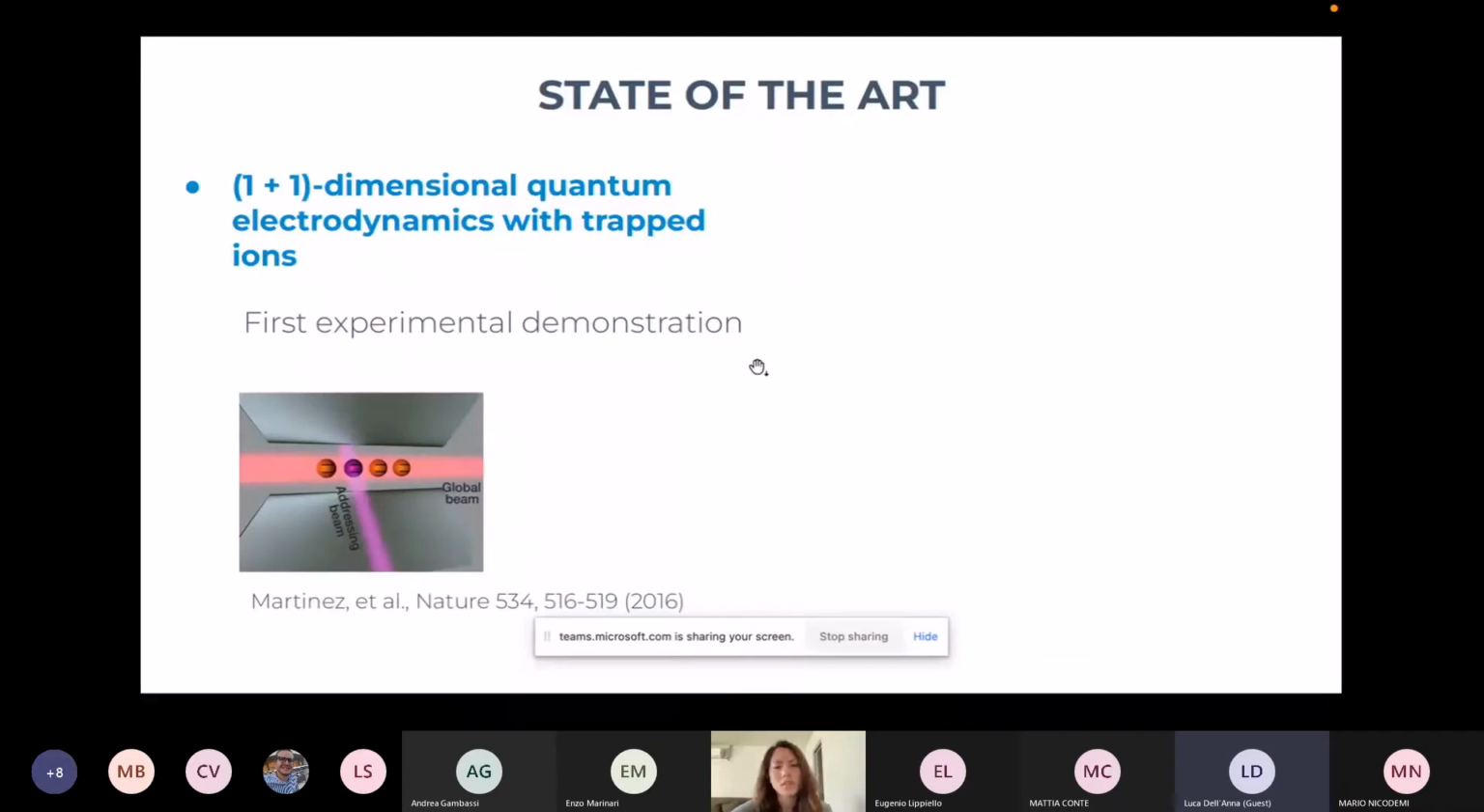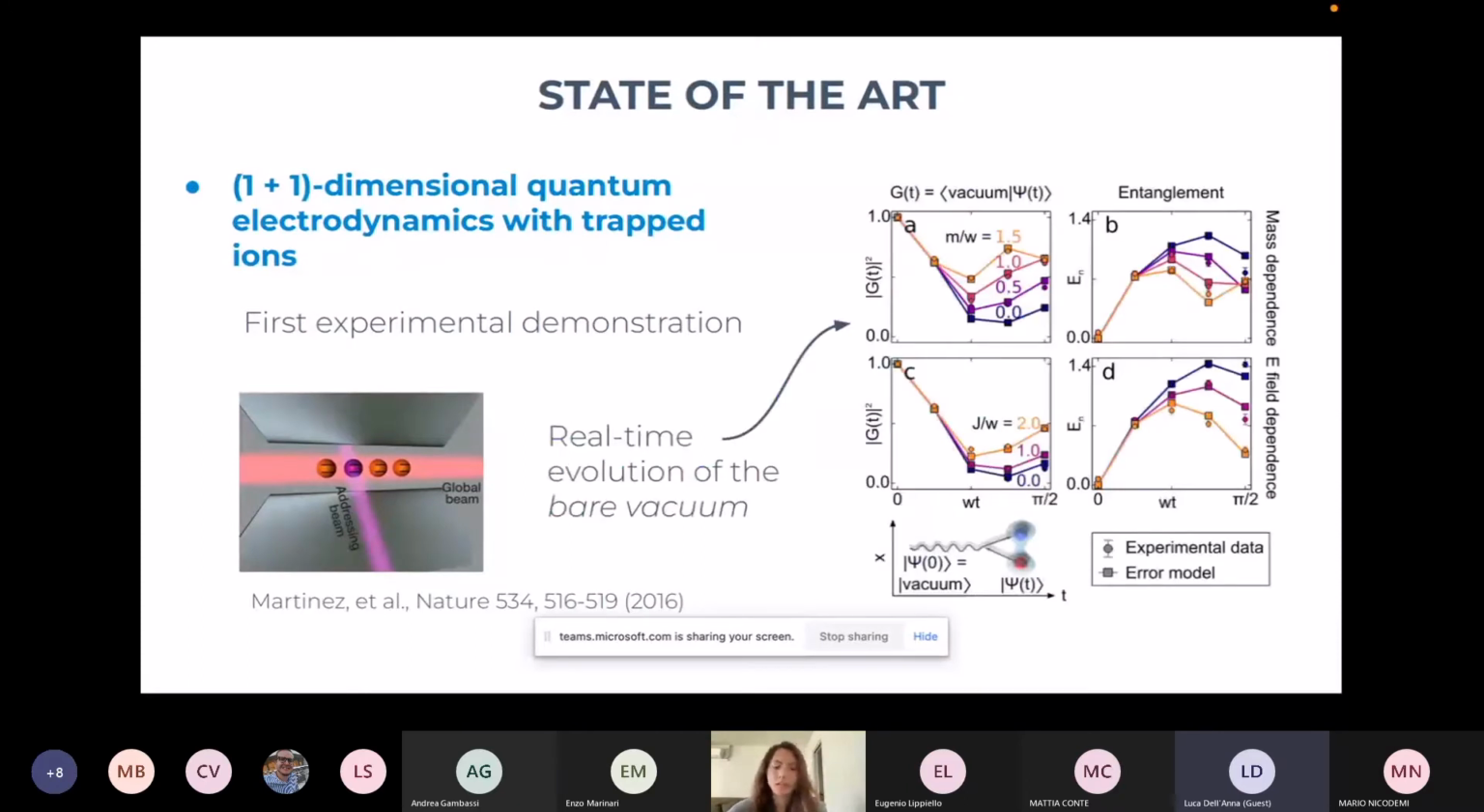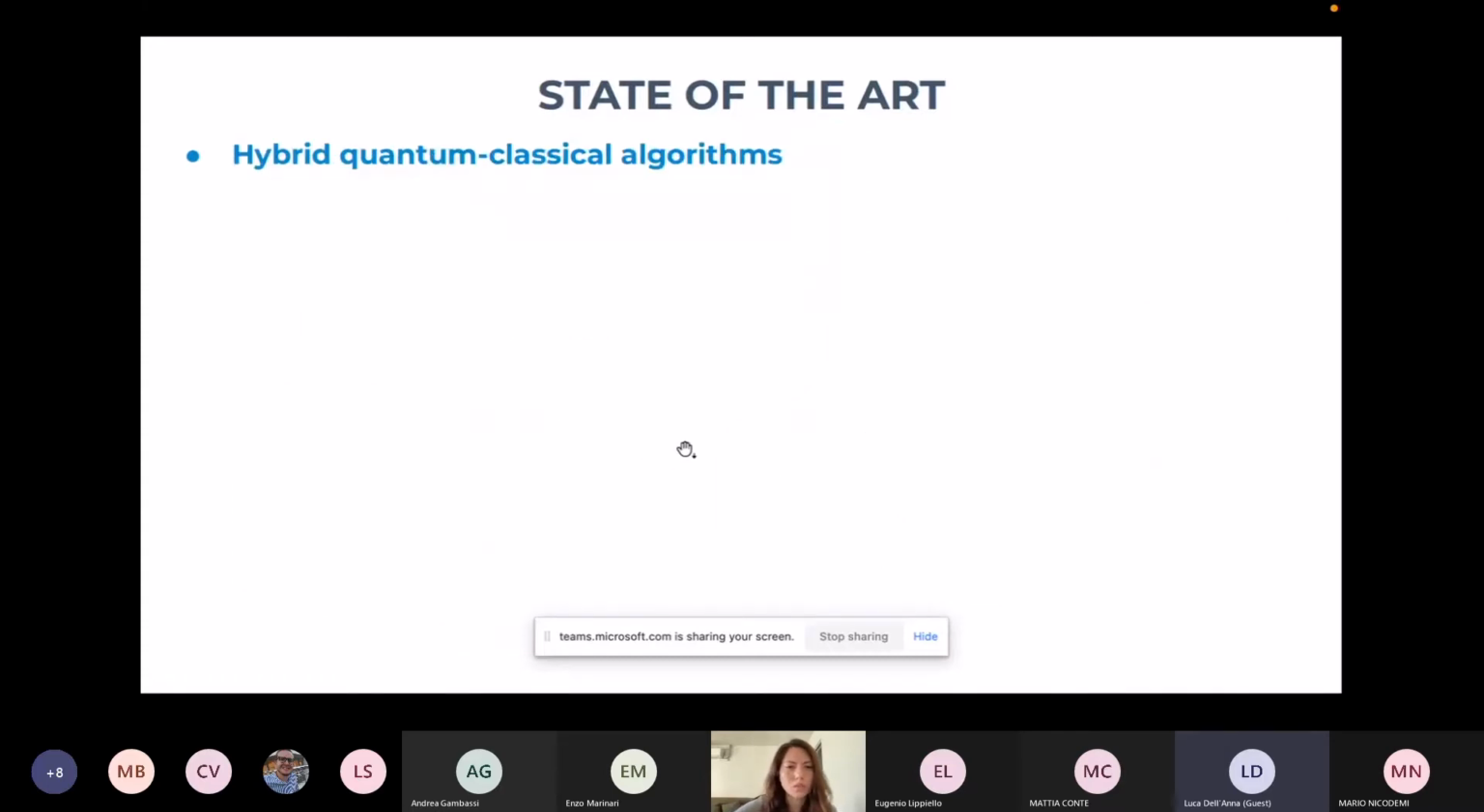So, okay, what has been done so far? The first experimental demonstration was done in 2016. It was done using trapped ions. So here they had 4 ions, 4 qubits. And this was a simulation of a 1+1 dimensional quantum electrodynamics. And what they showed here was that you can, for example, study the real-time evolution of the bare vacuum and see how particles are produced out of the bare vacuum. And okay, so this was the first experimental demonstration.